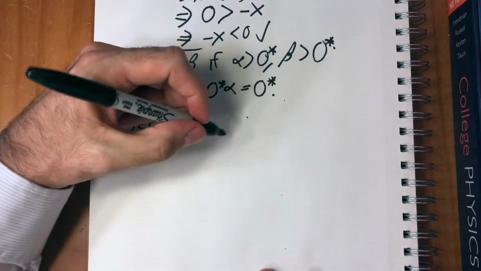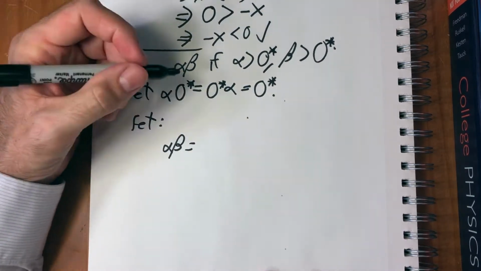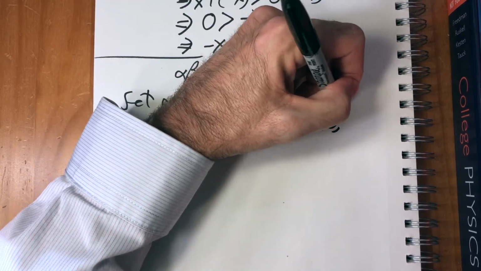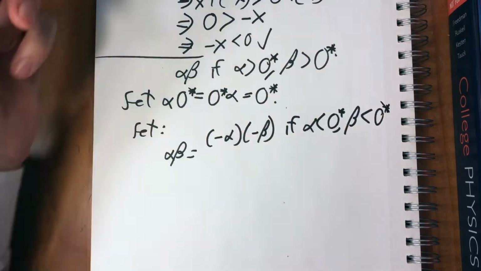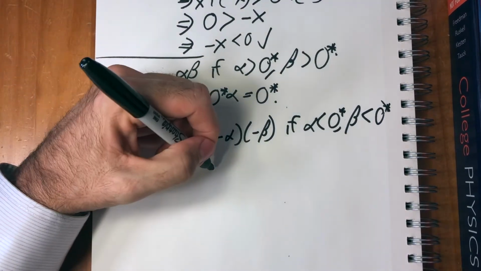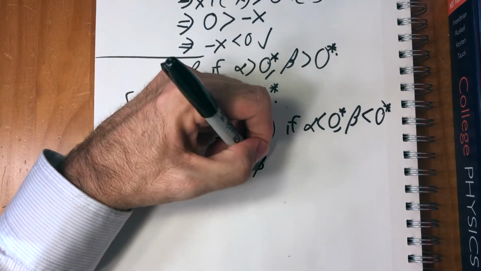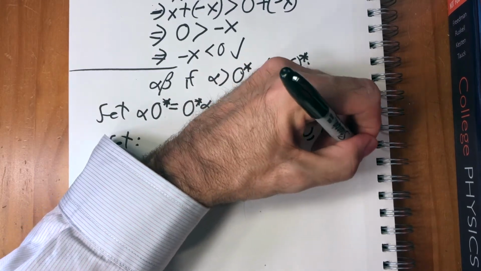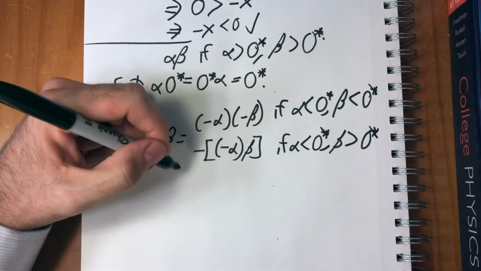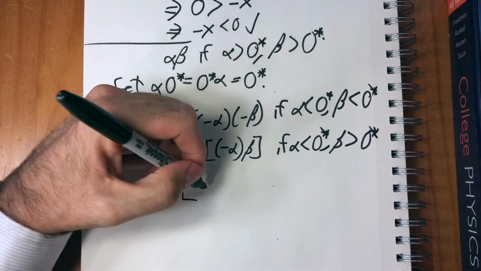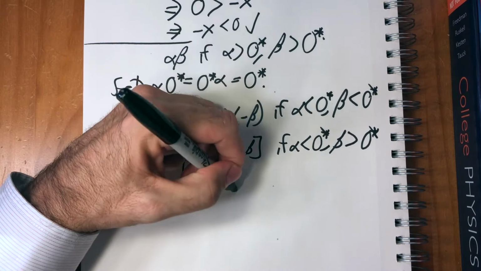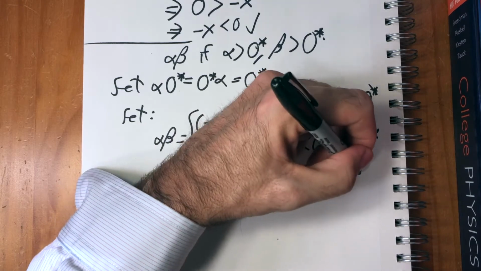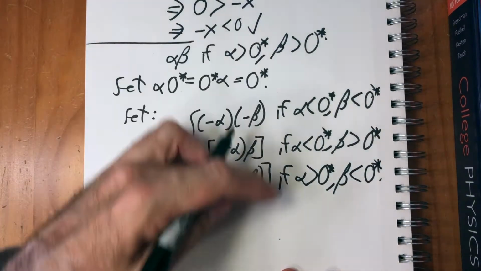Okay? Now, we set that, and then we're basically just defining alpha beta for negative numbers. So alpha beta equals minus alpha times minus beta if alpha is less than 0, beta is less than 0. It equals minus alpha beta if alpha is less than 0 and beta is greater than 0. And the opposite, it equals minus alpha times minus beta if alpha is greater than 0 and beta is less than 0. Okay, those are the three possibilities.